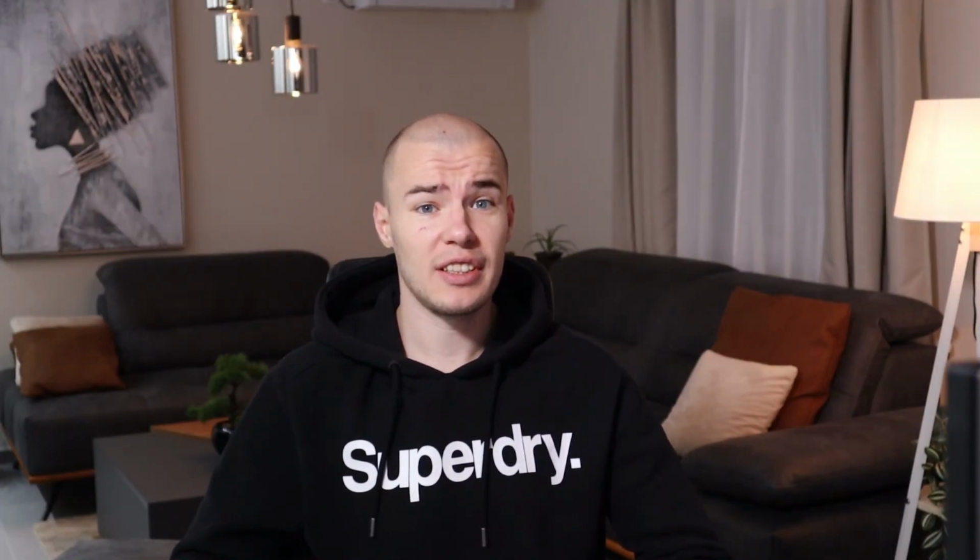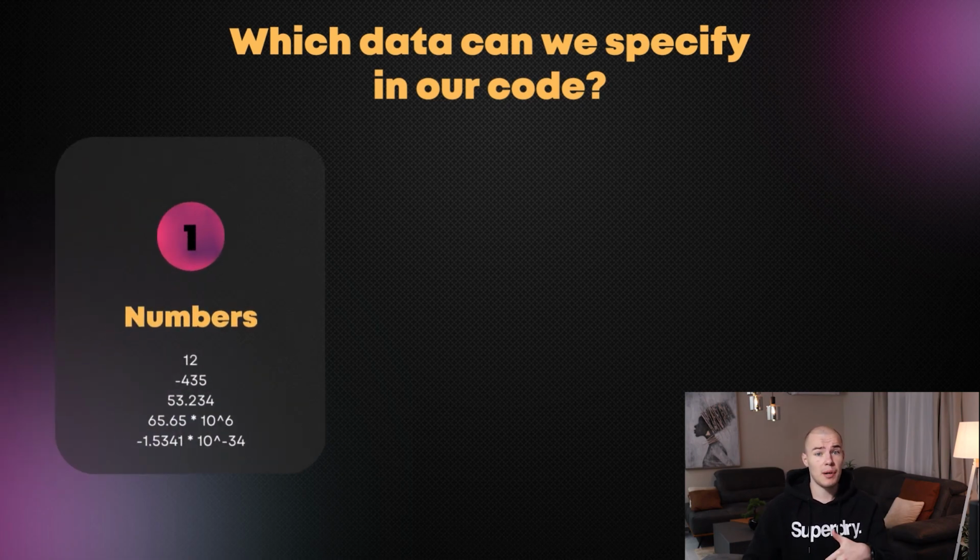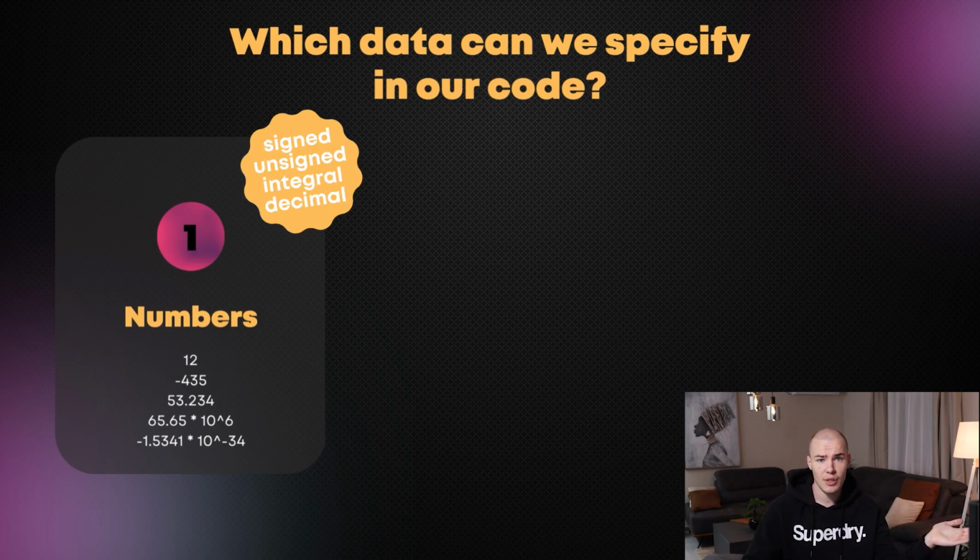Okay, and I think that the next question we should answer is what types of data we can work with in Rust. So what things from our real life we can translate into our Rust programming language and work with inside of our code. Let's say that we have three main, most straightforward categories here. The first one is going to be numbers. And when it comes to numbers, we have a few flavors here as well. We have signed and unsigned, we have integral and numbers with decimal points, and that's basically it about numbers.